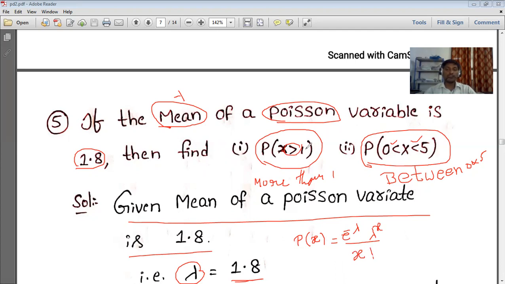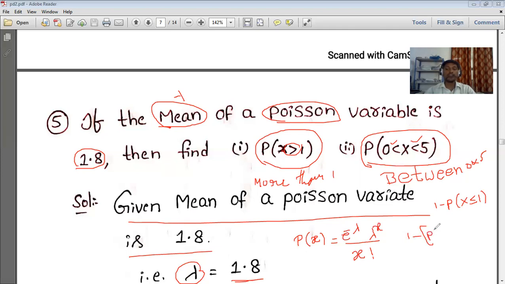So here P of x greater than 1, we don't know the value of n, so up to which one? So simply, by using some of the properties, we can write that one as 1 minus P of x less than or equal to 1. Okay, so this is the one we have to write for the first problem.